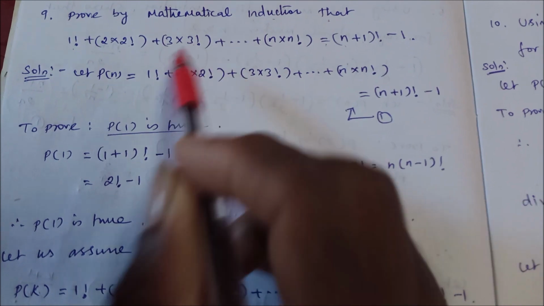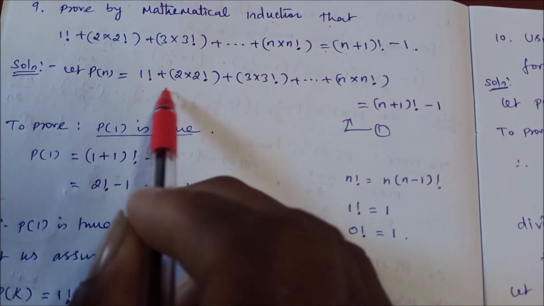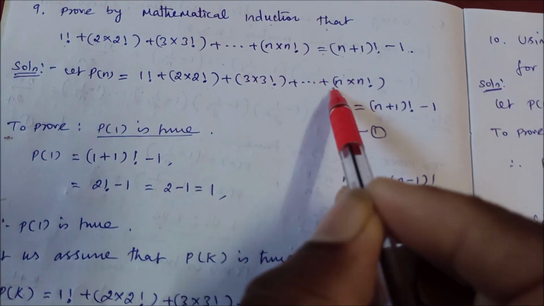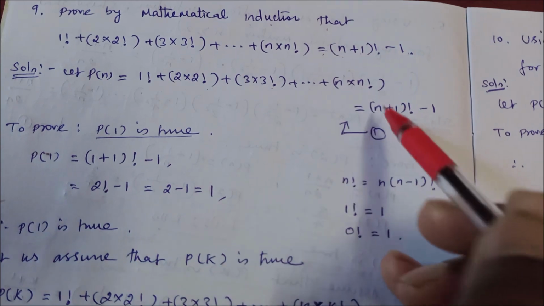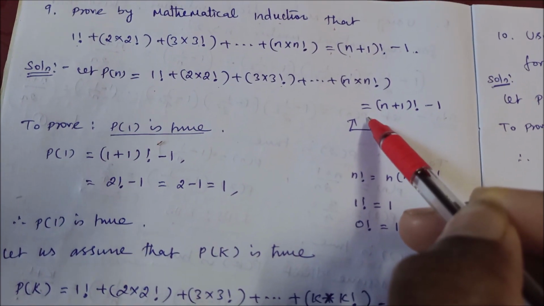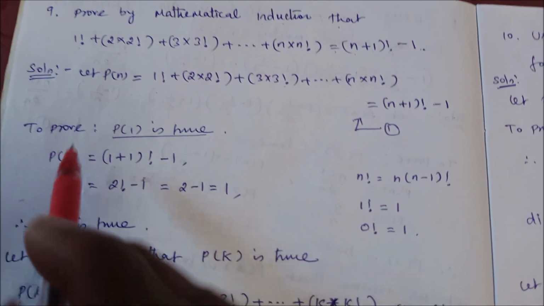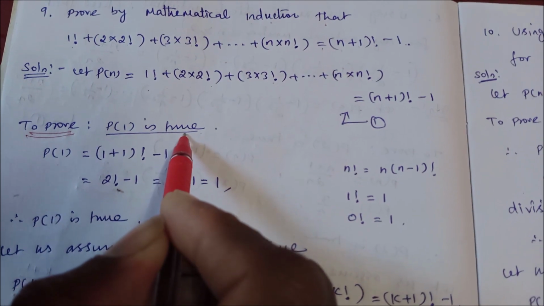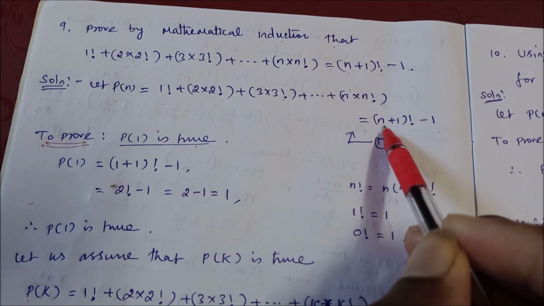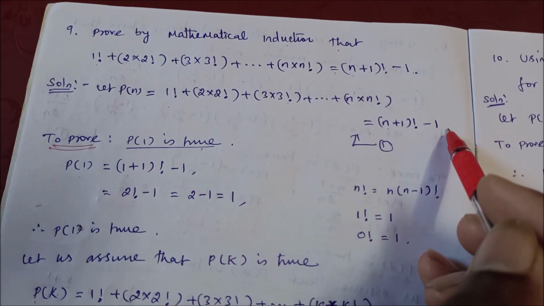Let us take the given problem as P(n). P(n) equals 1 into 1 factorial plus 2 into 2 factorial plus 3 into 3 factorial and so on plus n into n factorial equals (n plus 1) factorial minus 1. This is equation number 1. To prove P(n) for n equal to 1, replace n by 1 in the RHS: (1 plus 1) factorial, that is 2 factorial, minus 1.